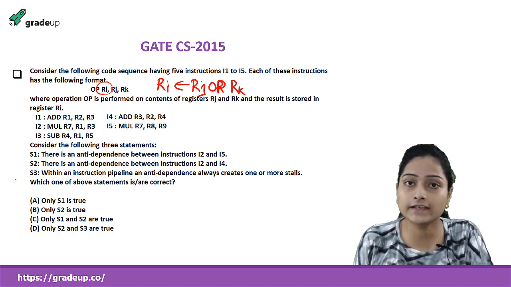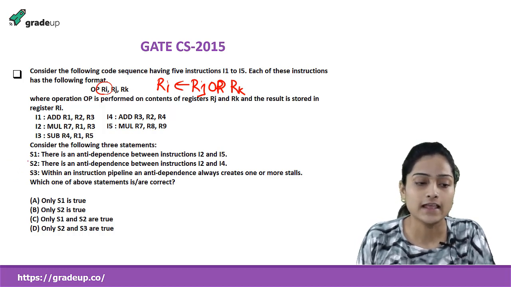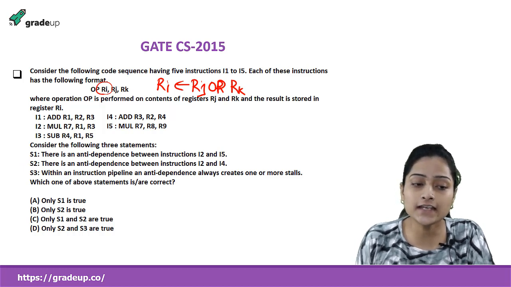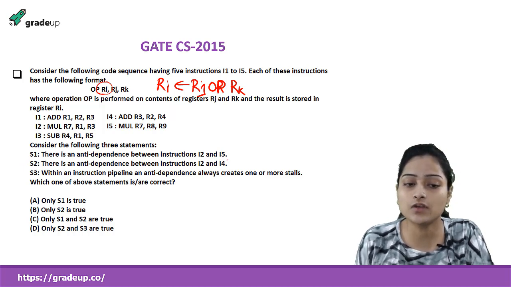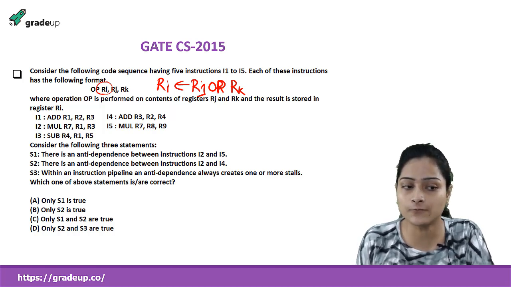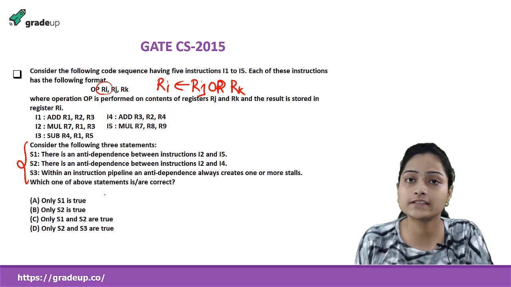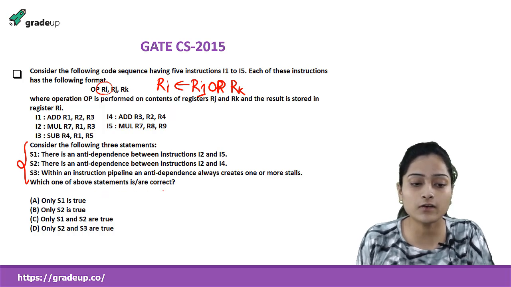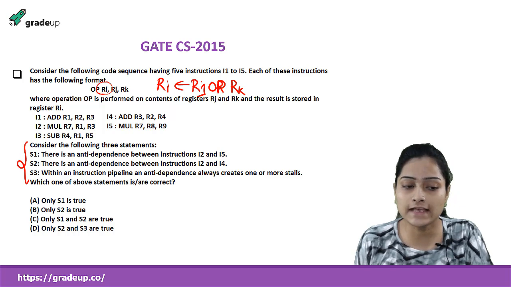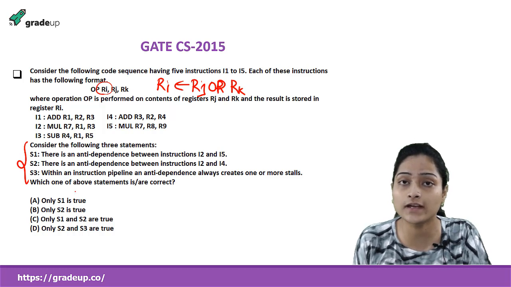Now we are provided with 3 statements. Let us see what these statements are. Consider the following 3 statements. S1 says there is an anti-dependence between instructions I2 and I5. S2 says there is an anti-dependence between instructions I2 and I4. Third one is: within an instruction pipeline, an anti-dependence always creates one or more stalls. So these are the three statements. Now see what the question is asking. Which one of the above statements is correct? It is asking whether only S1 is true, only S2 is true. We have to check for the validity of these statements S1, S2 and S3.